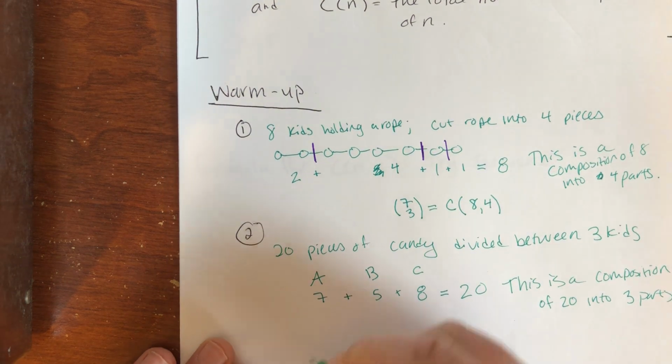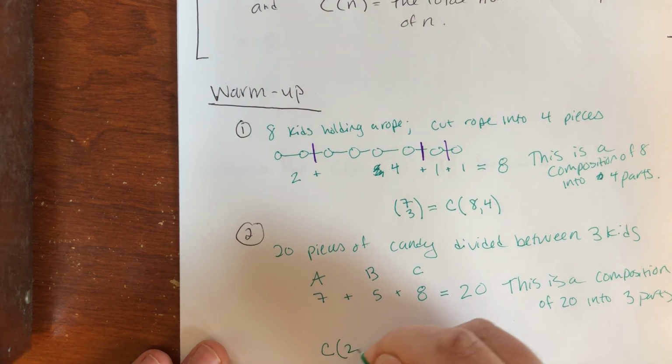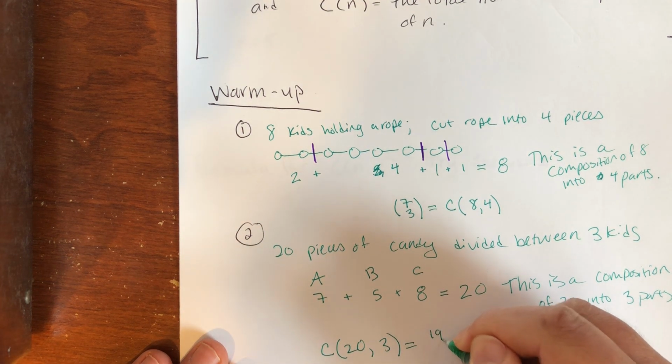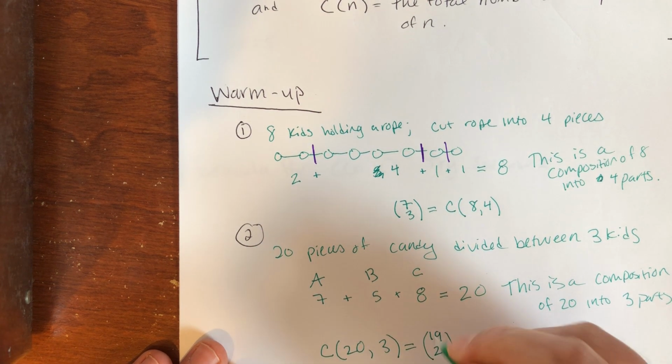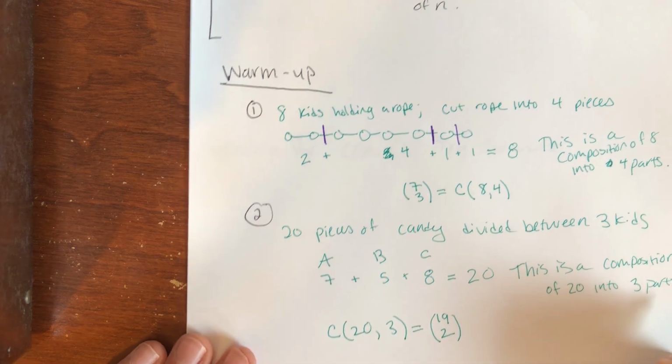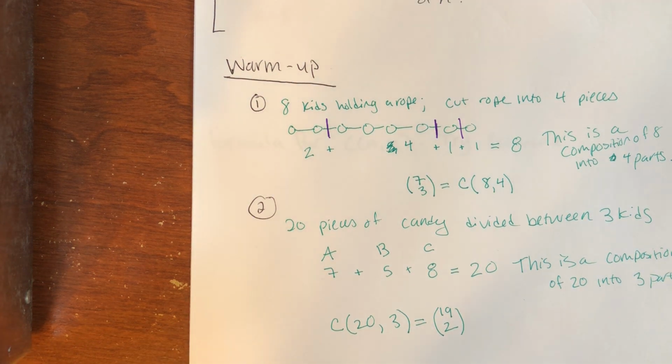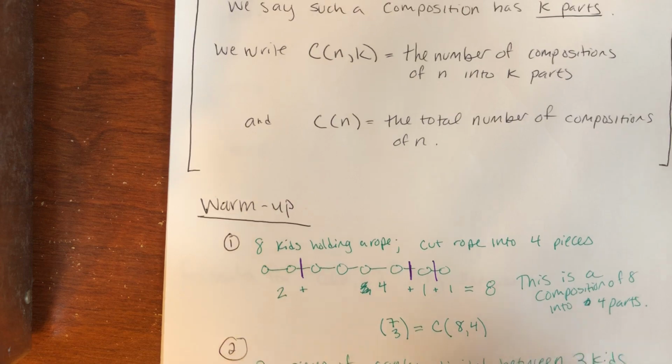And we found that the total number of such compositions of 20 into 3 parts was 19 choose 2. Because if we lined up those 20 pieces of candy, there were 19 spaces in between the candy, and we need to choose 2 places to put dividing lines. So this might already give you some sort of a conjecture at what the formula might be for the number of compositions of n into k parts.